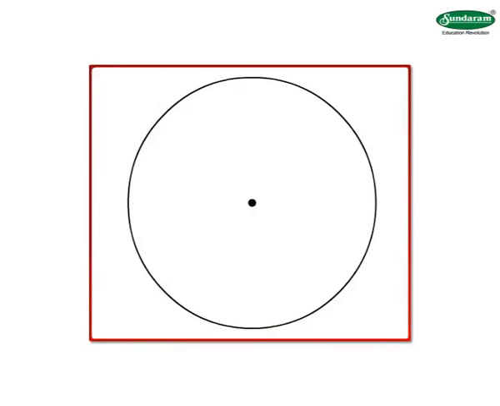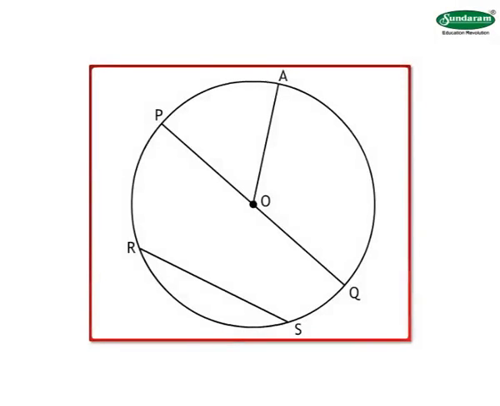We are familiar with this shape. This is a circle. We have also learnt about the different terms related to circle. Let us revise them again. Look at the figure alongside.